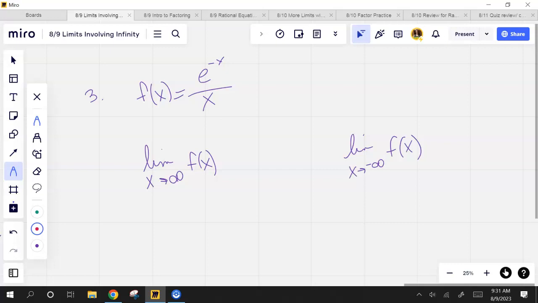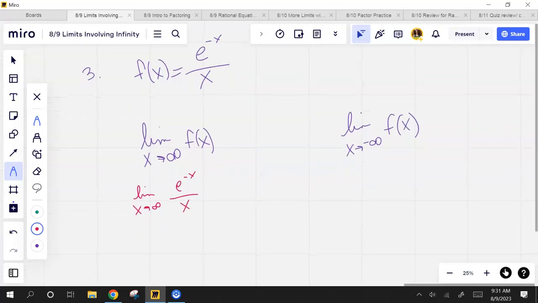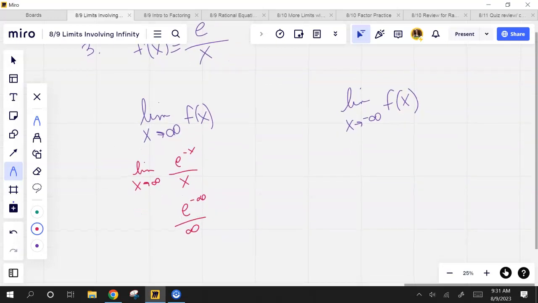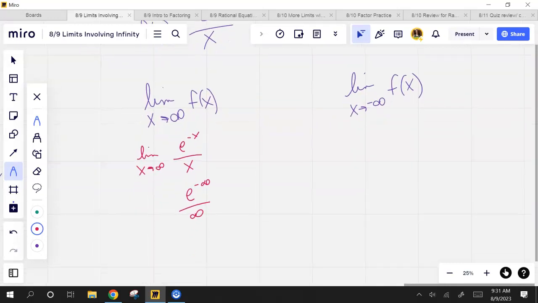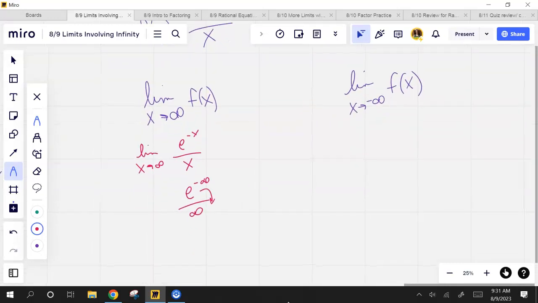So if I try a substitution type thing here, right? I'm talking about the limit as x goes to infinity of e to the negative x over x. And I want to sub something in there to think about what's happening with this limit. So I have e to the negative infinity over infinity, okay? What happens to a negative exponent? What does that do? It flips it, right? So this is going to become positive and jump down here. Does everybody agree with that?